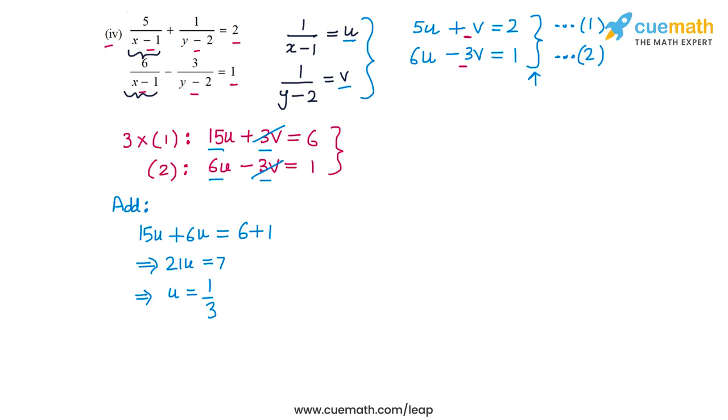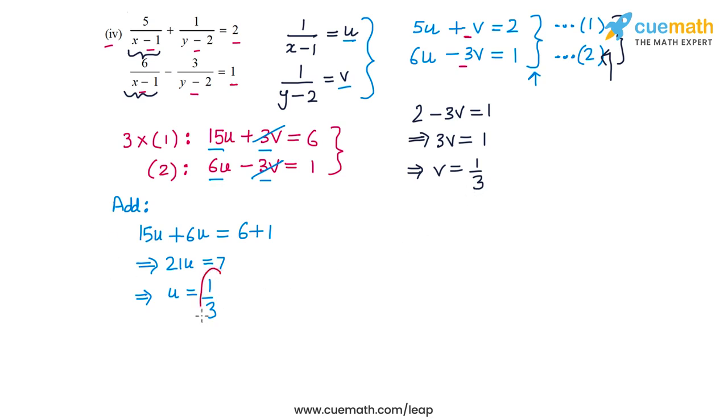Now that we have found u, we can substitute this into any of these two original equations and find the value of v. So let's substitute this into the second equation. We have 6u, so 6 into 1 by 3, that's 2. So 2 minus 3v is equal to 1, and this means that 3v is equal to 1, or v is equal to 1 by 3. So v is also equal to 1 by 3.